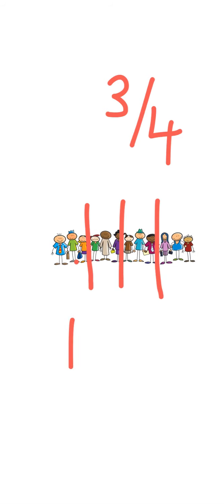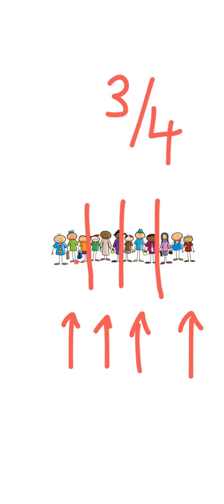Can you see I have made 4 equal groups? If I'm going to find 3/4, I'm going to shade in 3 of my groups. And you can see I have got 1, 2, 3, 4, 5, 6, 7, 8, 9. 9 children. 3/4 of 12 is 9. You could do this when looking at a fraction of a length as well, if you are finding that tricky.